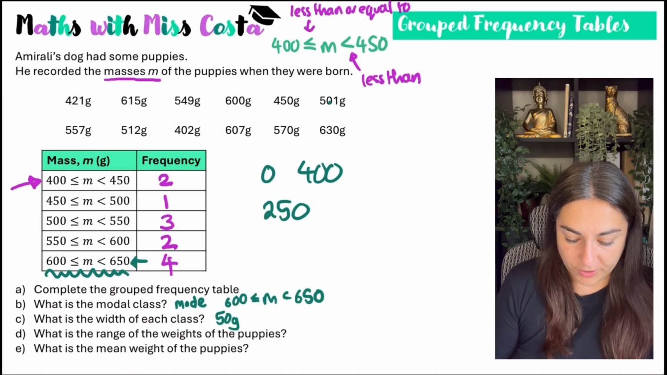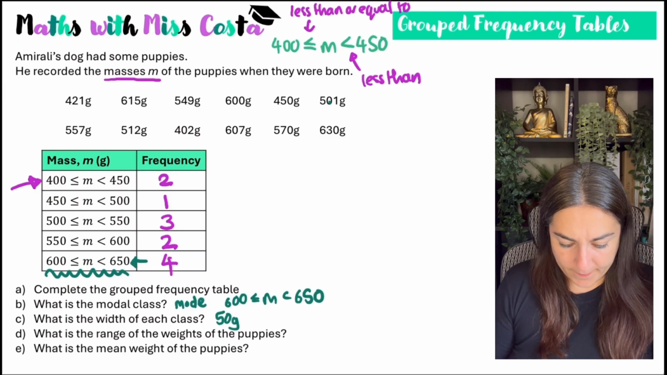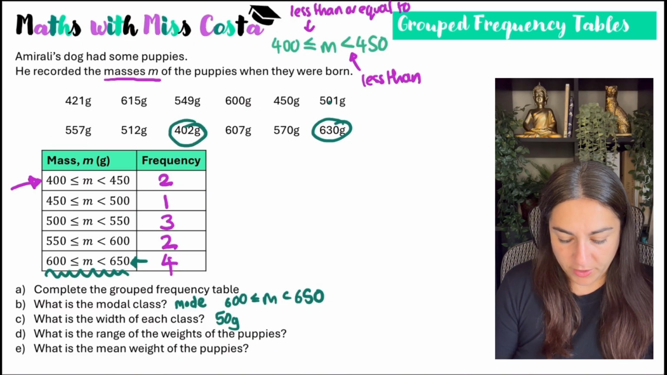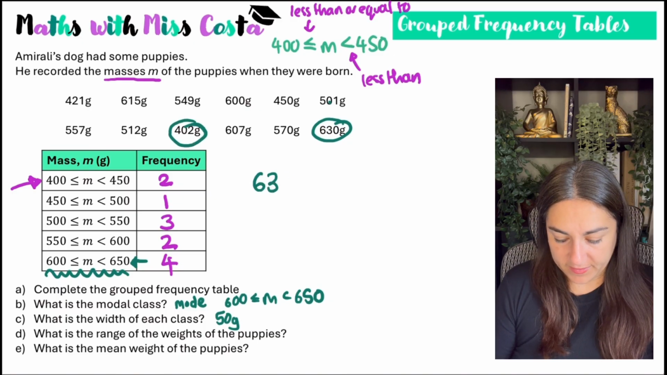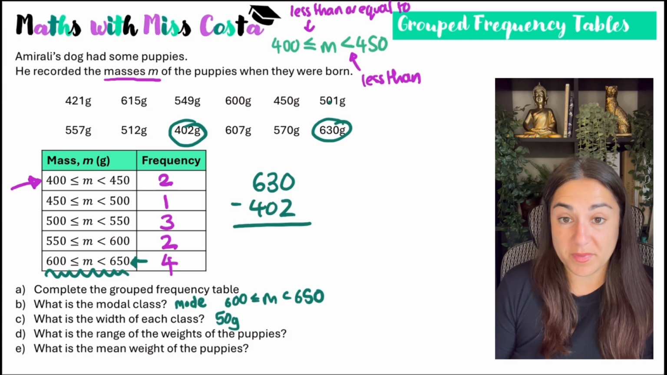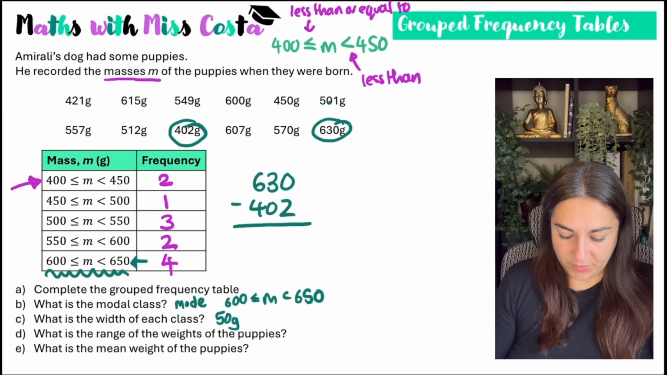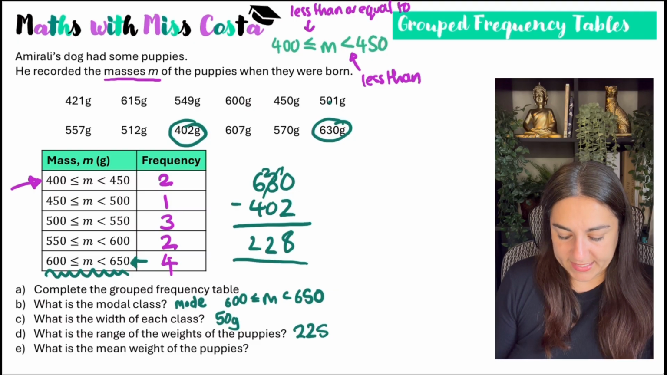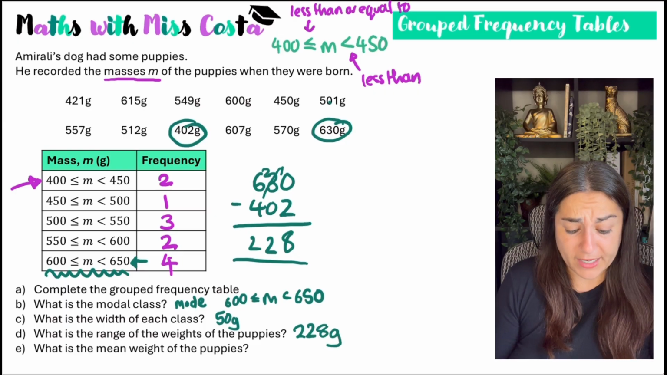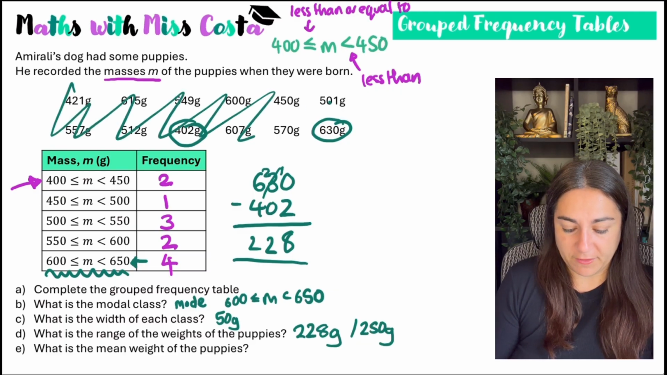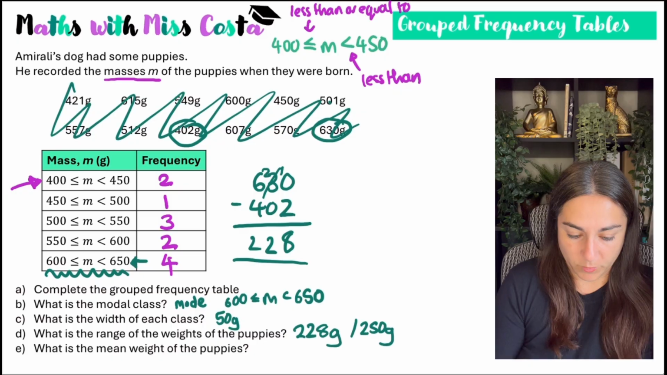So the largest value is 630, and the smallest value is 402. So 630 take away 402. Remember, the range is the difference between the highest value, the largest value, and the smallest. So we do that. So 10 take away 2 is 8, 2 take away 0 is 2. So it's going to be 228 grams, and that's the real range. If they're asking just for the table range, it would have been 250 grams. So imagine you didn't have any of this data and you just had the table. That's when you'd use the table.